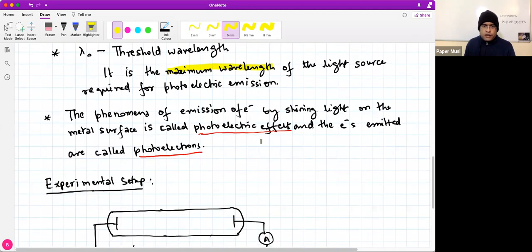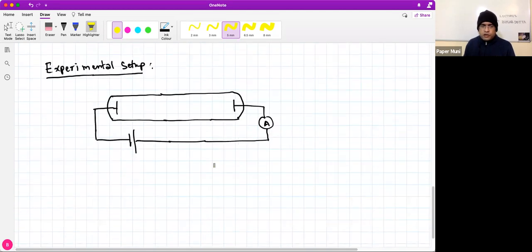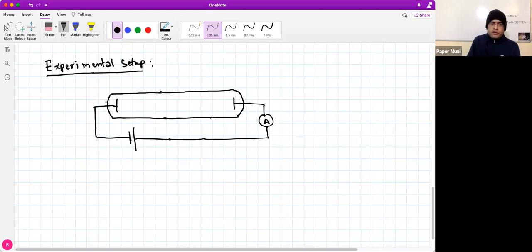Finally, we describe this phenomenon as the emission of electrons by shining light on a metal surface. This is called the photoelectric effect, and the electrons emitted are called the photoelectrons. So we'll just go through the experimental setup. This is where we left.